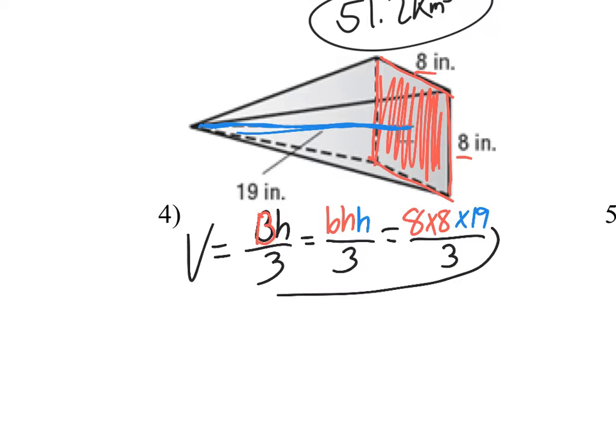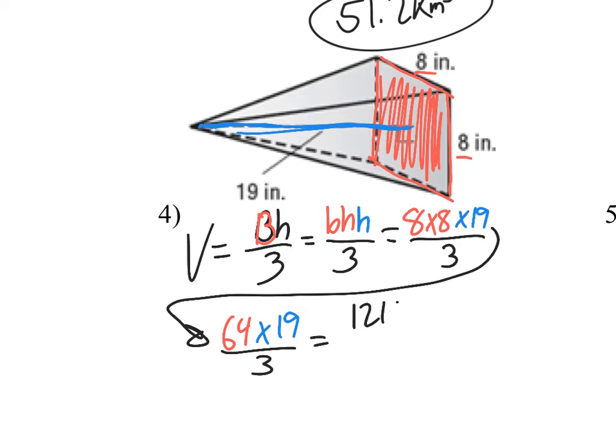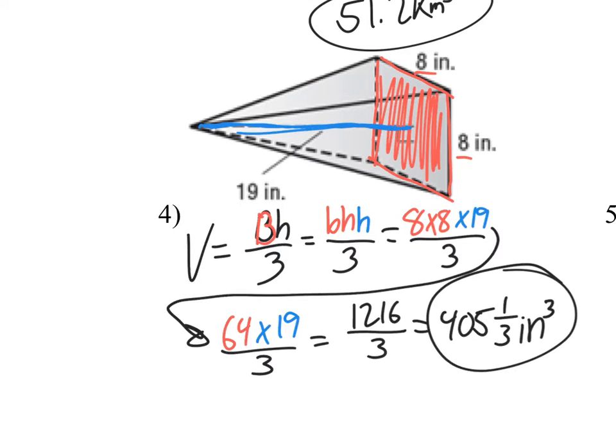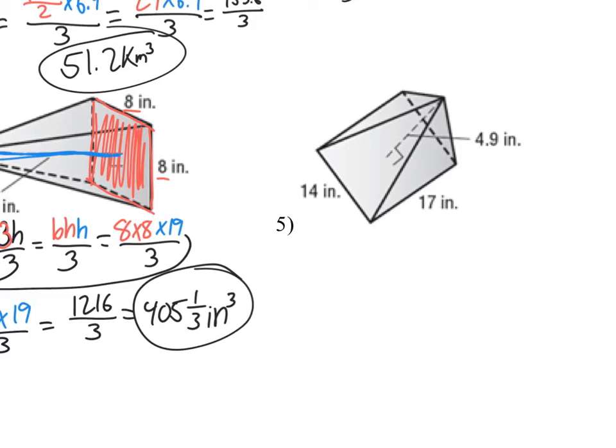So again, I'm going to work my way back around over here. 8 times 8 is 64. We're going to do that times 19 divided by 3. 64 times 19 is 1,216. And 1,216 divided by 3 is another gross number, 405 and 1/3 inches cubed. This is a case where I'm not going to be too picky about the rounding on this thing. I wouldn't expect you guys to come up with 1/3 yet.